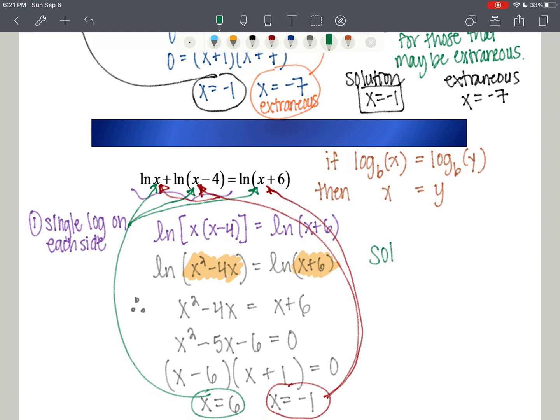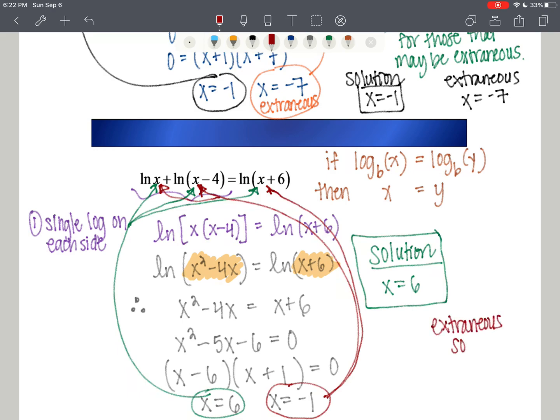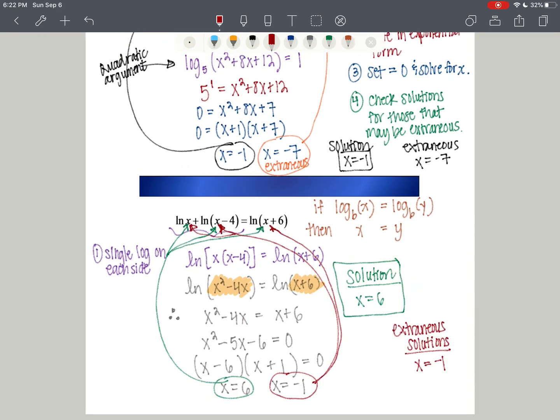So our solution is x equals 6. If we are asked for any extraneous solutions, these are not part of these solutions. So when it said solve, the only solution is x equals 6. If it asks us what are the extraneous solutions, that would be x equals negative 1.